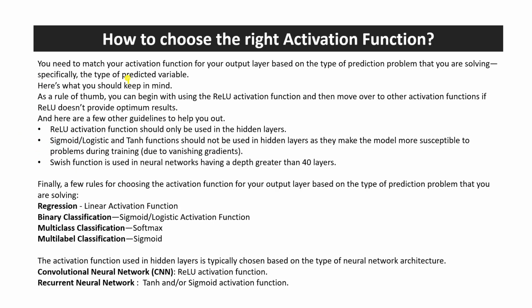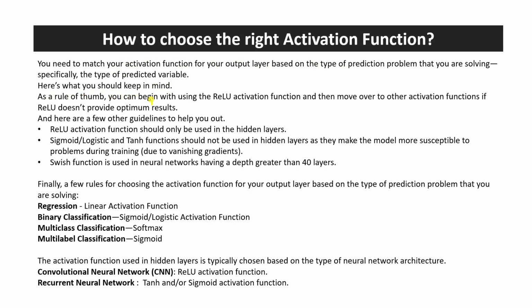Now let's see how to choose the right activation function. Match the activation function of your output layer to the type of prediction problem you are solving. Let's say I'm solving a binary classification, so I can use the sigmoid activation function. If I'm working on multi-class classification, I can use the softmax activation function.